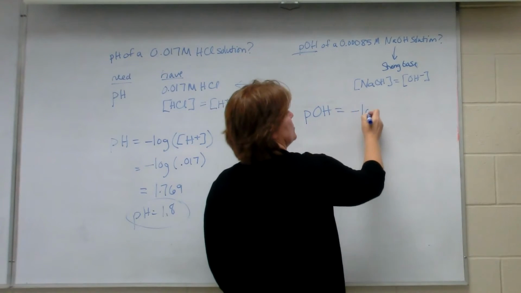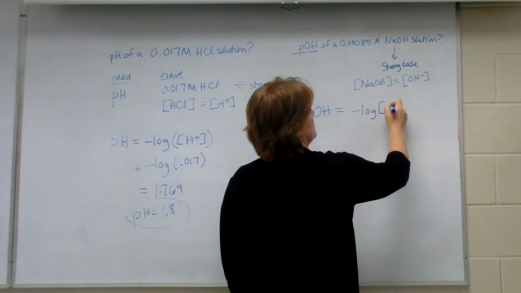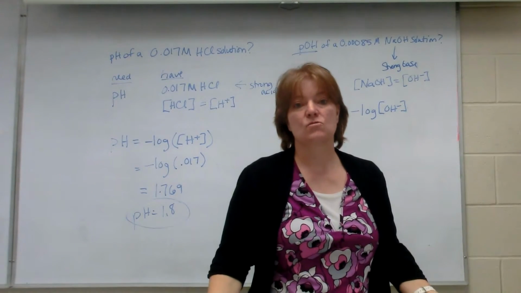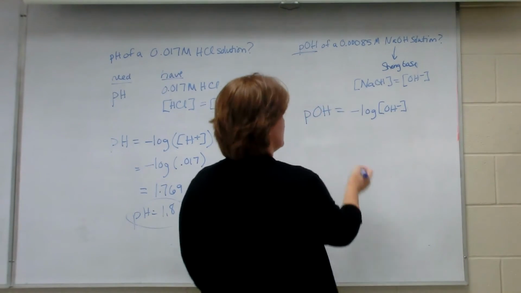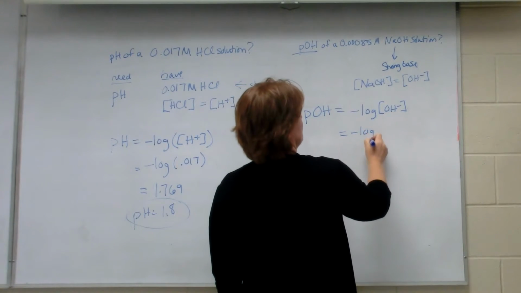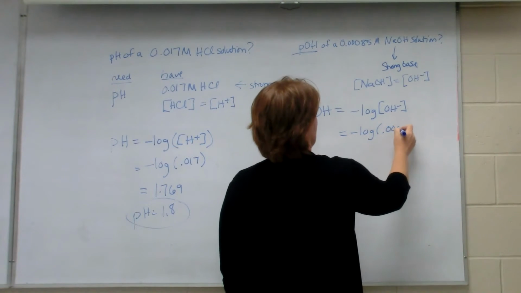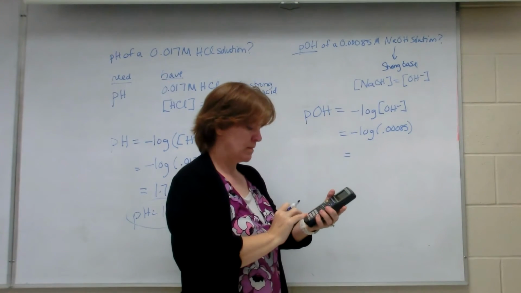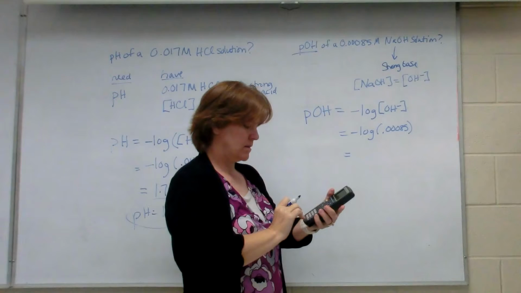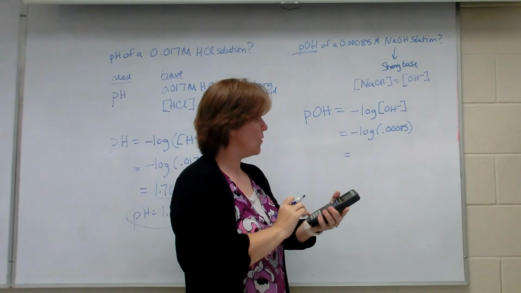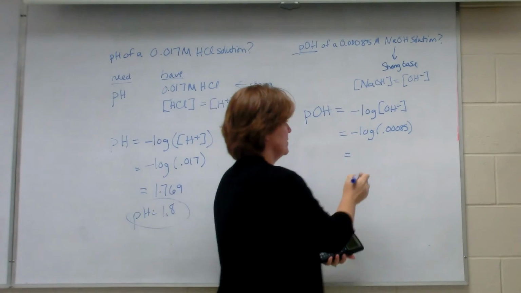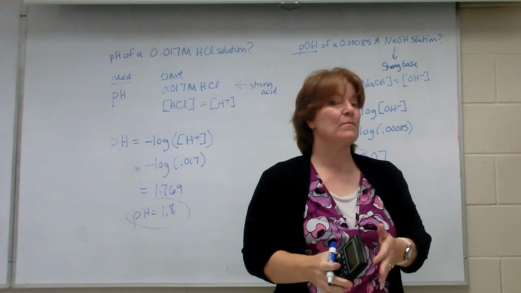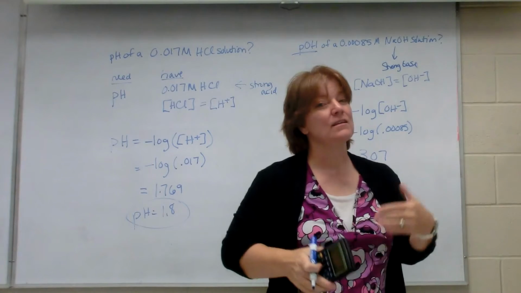And I have an equation that says the negative log of the OH minus concentration is equal to the pOH. Negative log 0.00085, 3.07. Now note, remember, this is telling me about the exponent.